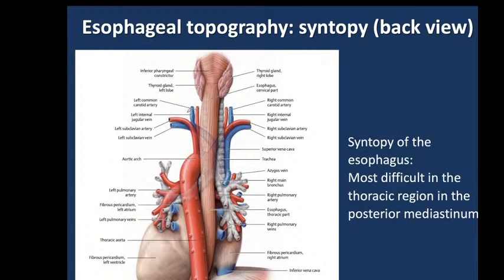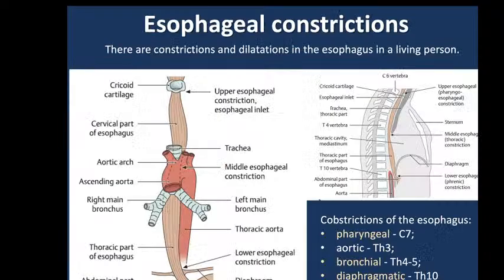And you can see the relations of the esophagus with the other organs. We call that syntopy. It is quite difficult, especially in the posterior mediastinum here. A lot of organs cross the esophagus, like aorta, like bronchi, and some veins, and some small structures not visible here.